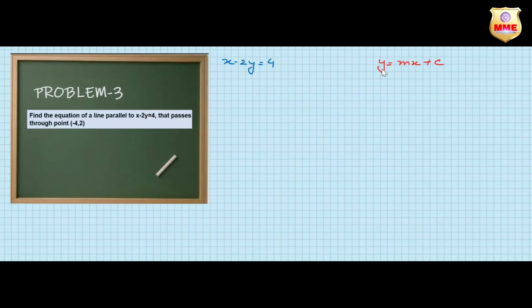So as we know, the standard form of our straight line equation is y equal to mx plus c. In order to get the value of m, we have to bring this particular equation into the standard format. On further solving this equation, we get 2y equal to x minus 4, and on further solving we get y equal to 1 by 2 x minus 2. Now if we compare this equation with the standard format equation, we get the value of m. So the value of m for this particular line will be 1 by 2.